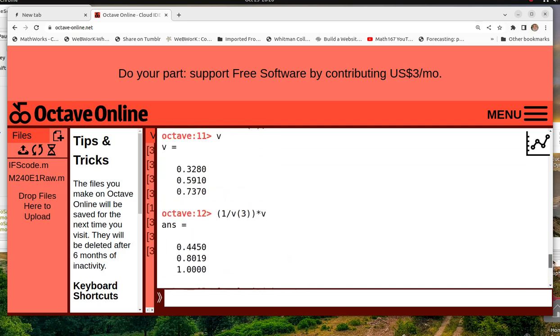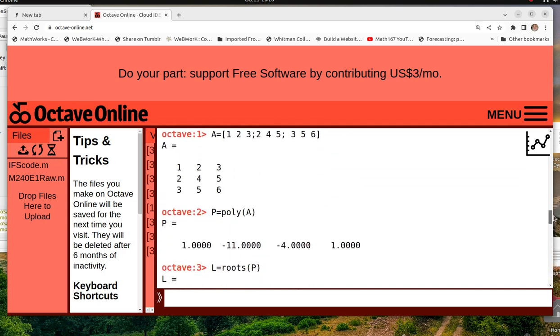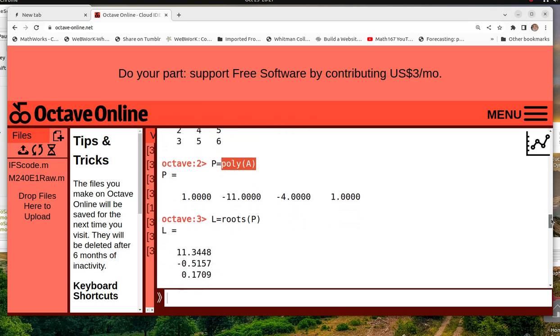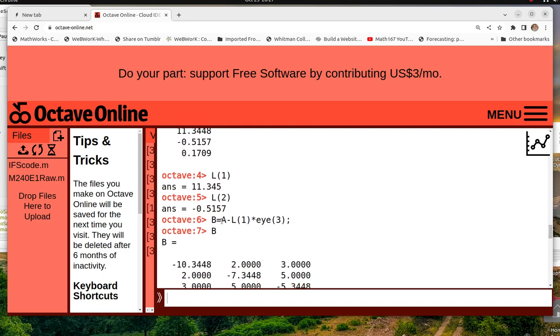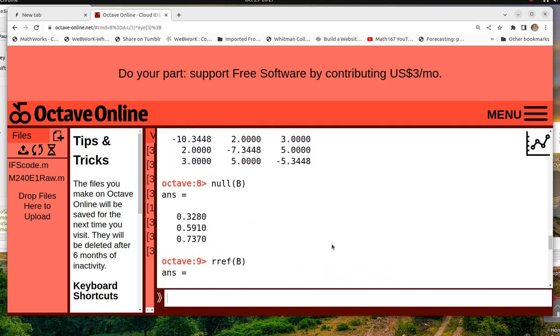The three new commands that we talked about today are, first, the poly command. When you input a matrix, you output the coefficients of the characteristic polynomial. The roots command we haven't used before. That finds the roots of the polynomial p, and the polynomial is defined by its coefficients, so it assumes that the coefficients are of the right form. And then finally, we compute A minus lambda I, and remember to use eye(3) for that identity matrix. Then we can find the null space or the reduced echelon form of that matrix.